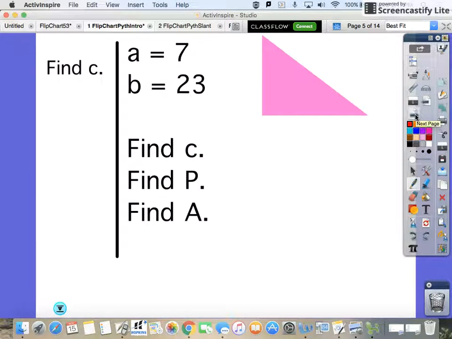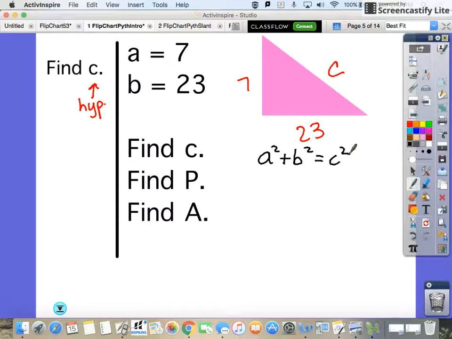So in this example, we need to find c. Remember, c is the hypotenuse. So we know that a is 7, b is 23, and c is what we're looking for. We also have to find p and a. P is perimeter, a is area. I always start with a blank version of the Pythagorean theorem and fill in what we know. A is 7 and B is 23. We need to know what C is.